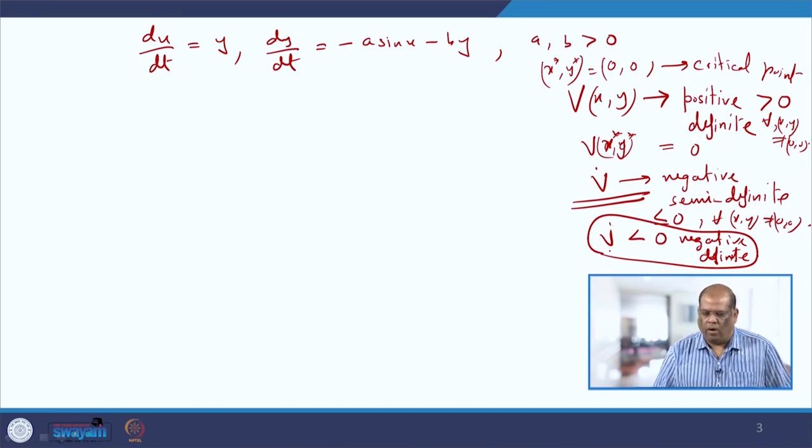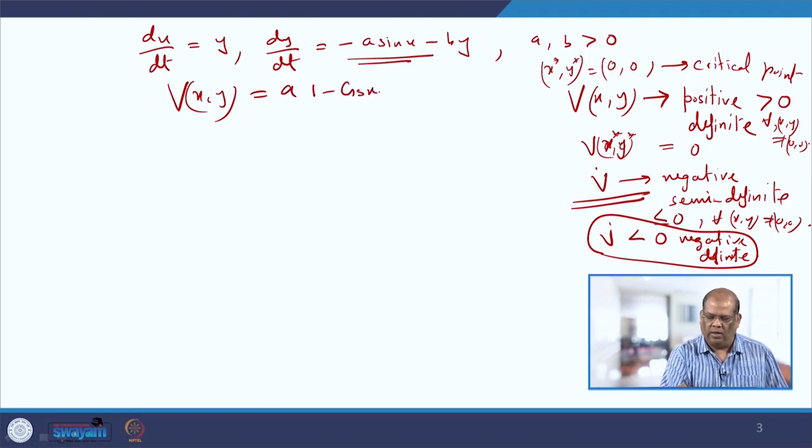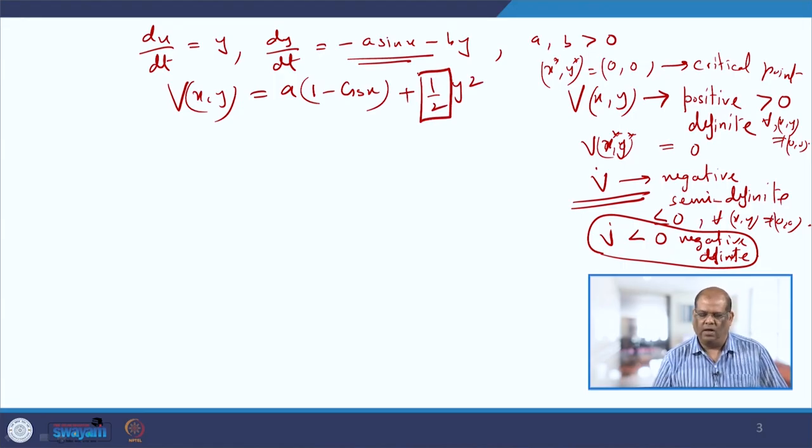Now in this particular problem, you have to choose, and again I say that there is no hard and fast rule, you have to figure out by yourself and it will come with practice. In this particular case, it cannot be x square plus y square because we have some sin x here. So you have to choose it in such a clever way: 1 minus cos x plus some half y square. You will understand why this half has come. If you don't take a half here, you will face some problem and ultimately you will bring that value to half, which you will realize soon.